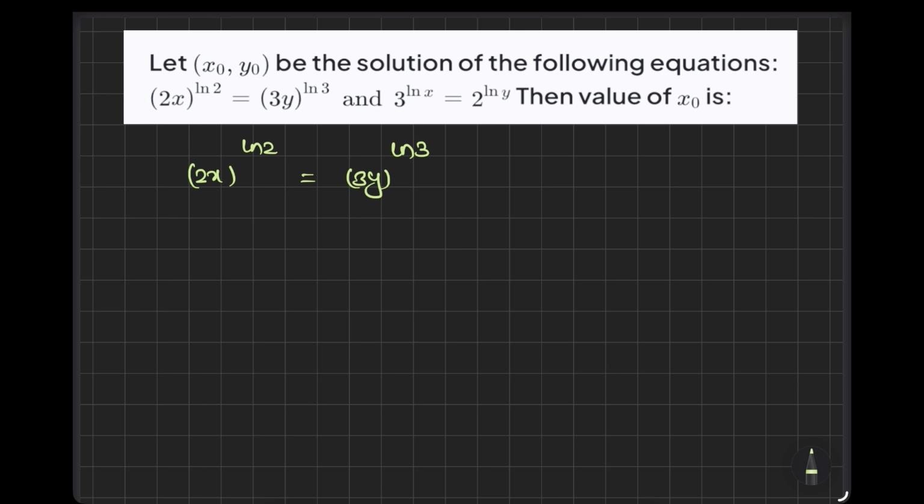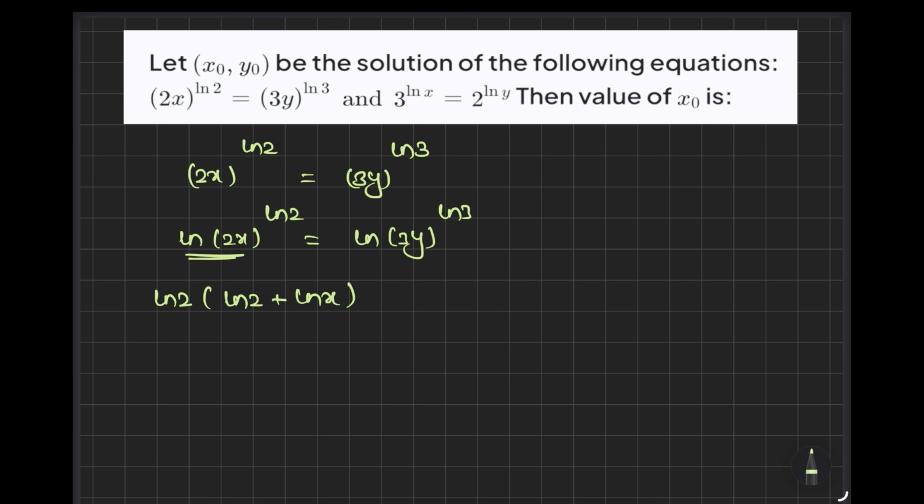So what will I do? I have a problem with the power, so I will take log on both sides. And if you think about the log, the base of the log should be e, because in this question the base of the log is e. So we'll take log on both sides. Can I write ln of 2x power ln2 equals ln of 3y power ln3? You know that if anything is in the power of the argument, it will come as a coefficient. So it is ln2 times ln2 plus ln x.